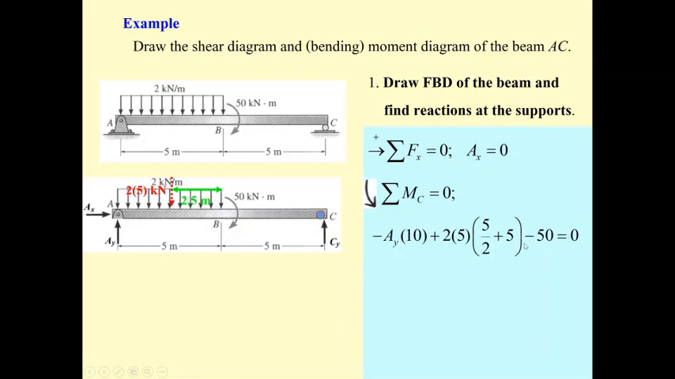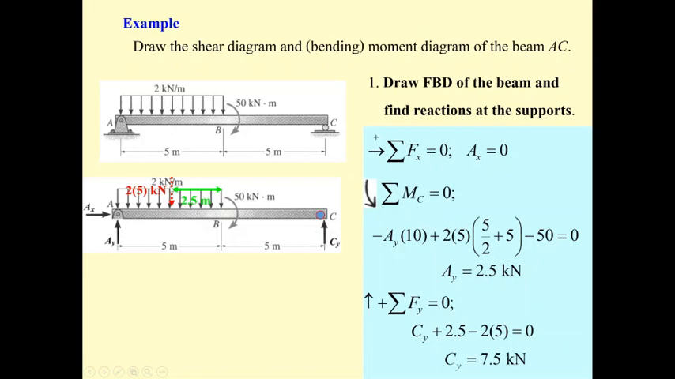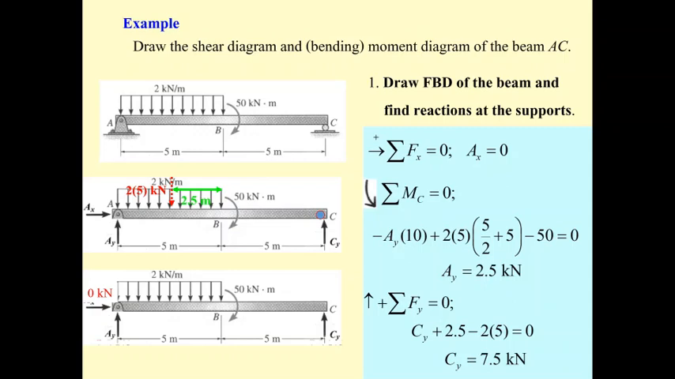Putting them into the calculator, we get A sub y of 2.5. And then summation of F sub y equal to 0: C sub y plus A sub y of 2.5 is going to be minus 10, so C sub y is 7.5. So it's easy, right? And we have this as the final free body diagram of the beam.